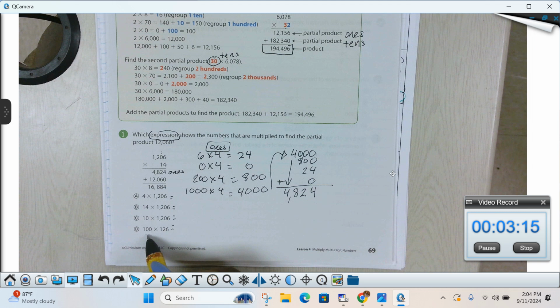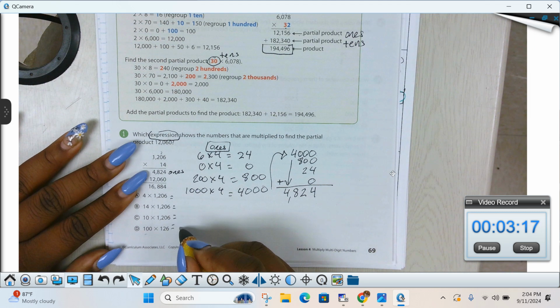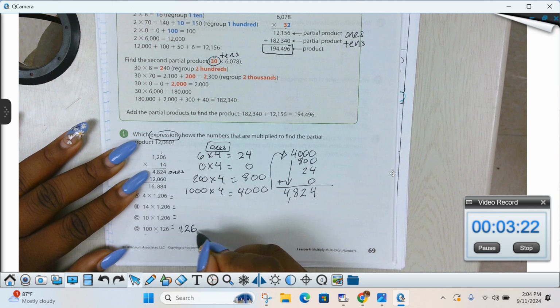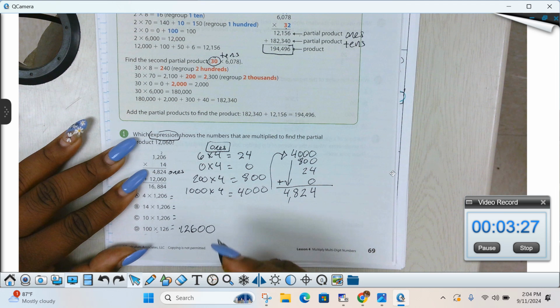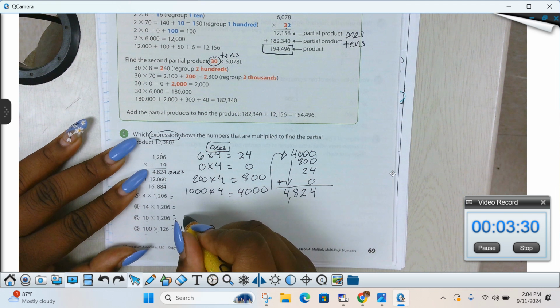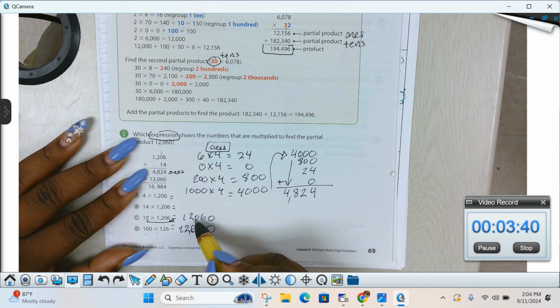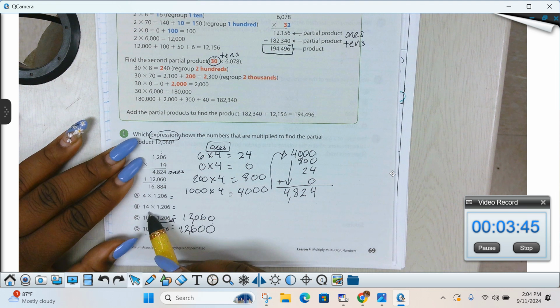All right, this was pretty simple. If we solve this, it would be, we're going to drop 2 zeros behind that, 126 with 2 zeros behind it. If I did this problem, it would be 1,206 add 1 0 behind it, because you drop a 0 when you multiply the tens. So that ends up being that. This ends up being that. This one right here is 14 times.